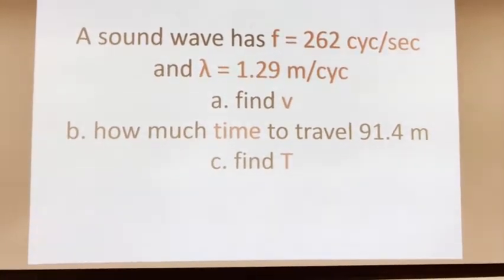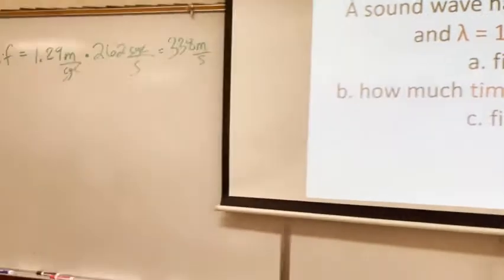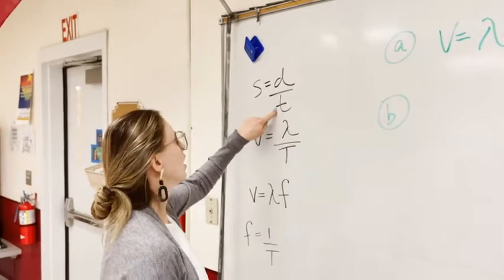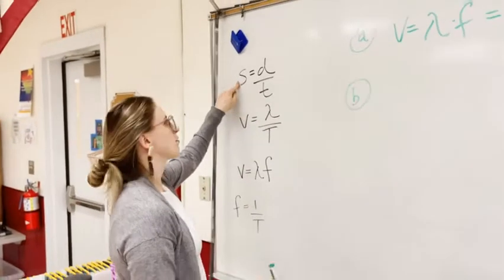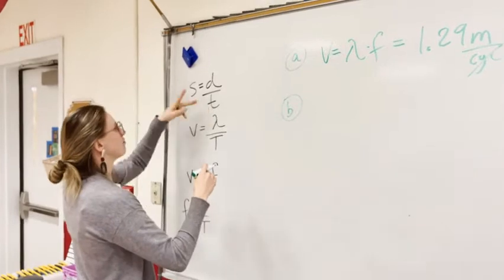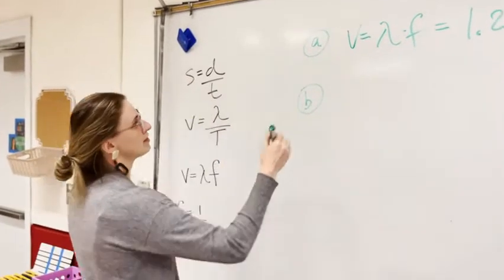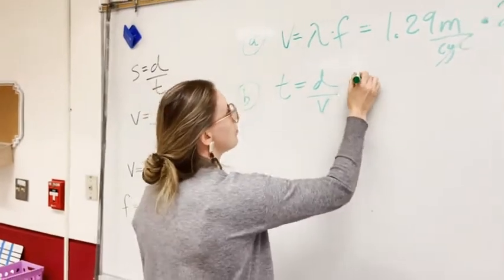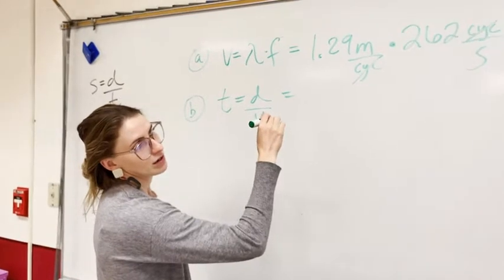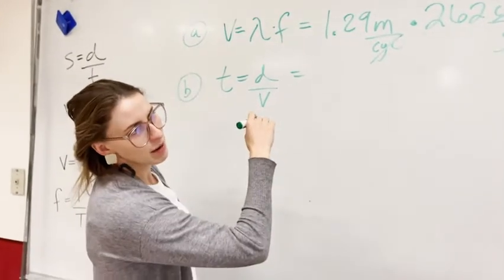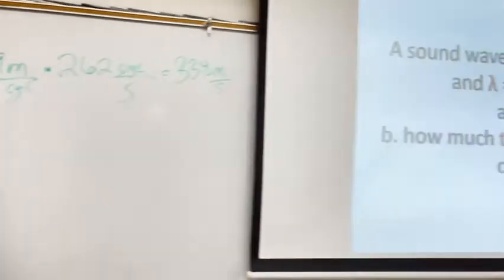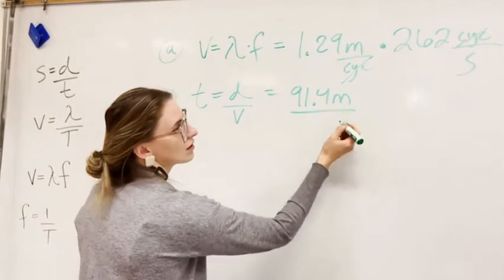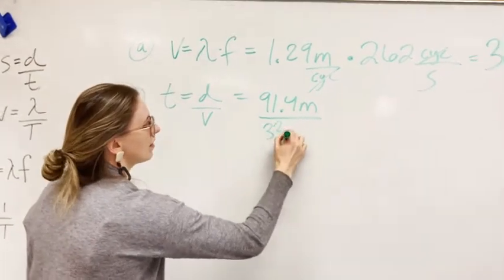B asks how much time to travel 91.4 meters. We got the velocity. So which equation is this going to be? We want to know time, so that's going to be this one right here. And this, like we said, is just like the velocity. I'm going to go ahead and flip those. I'm going to put the T here and the speed down here. So T equals D over V, because we're trying to find the time. How much time to travel 91.4 meters? 91.4 meters, that's my distance, and 338 meters per second. We got that from up there.